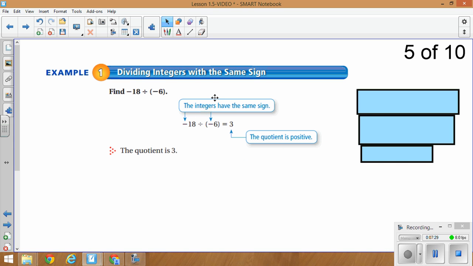I know I usually don't have you guys write these bubbles, but for this slide, I want you to write this bubble here, this bubble down here, and then the quotient is 3. So please be sure you have that in your notes.